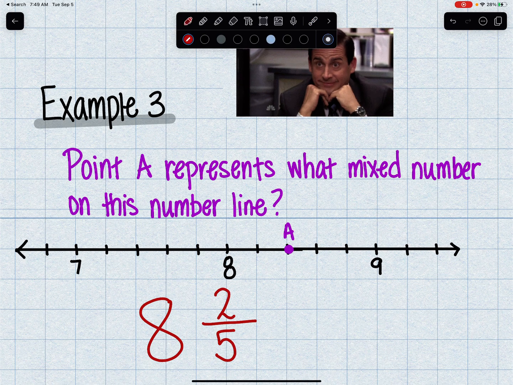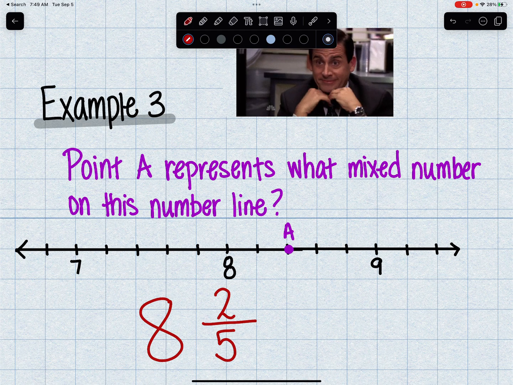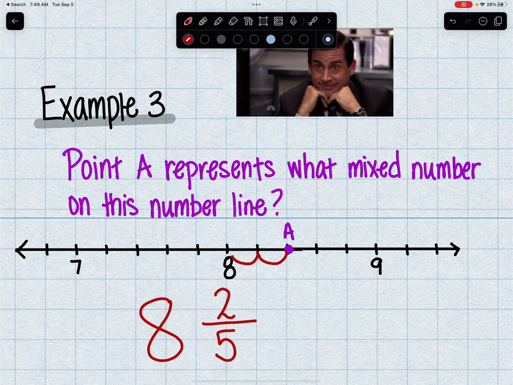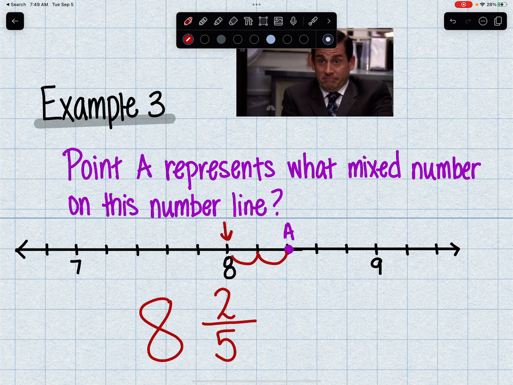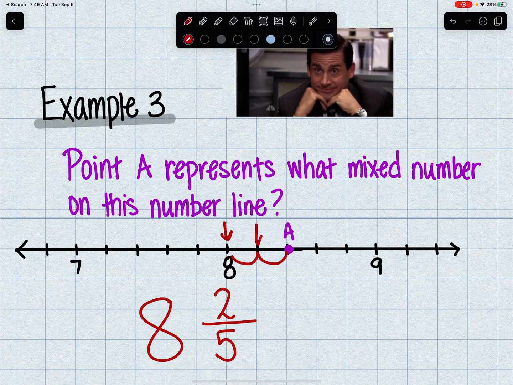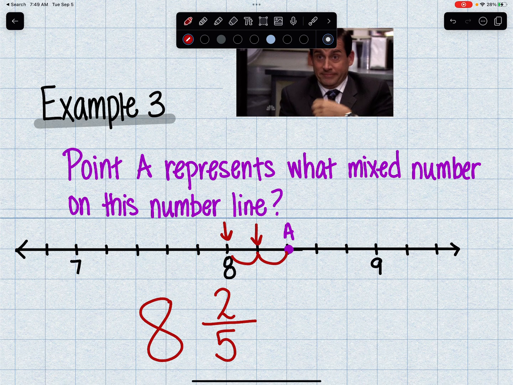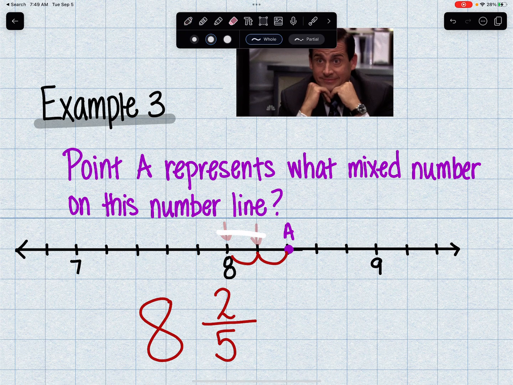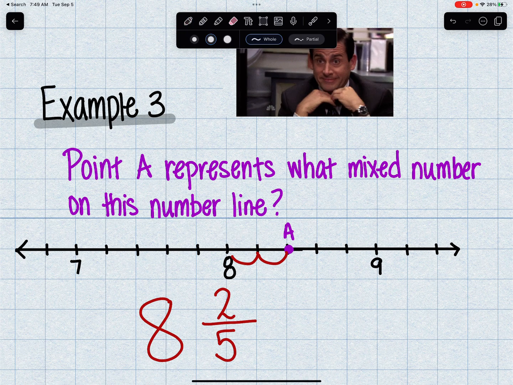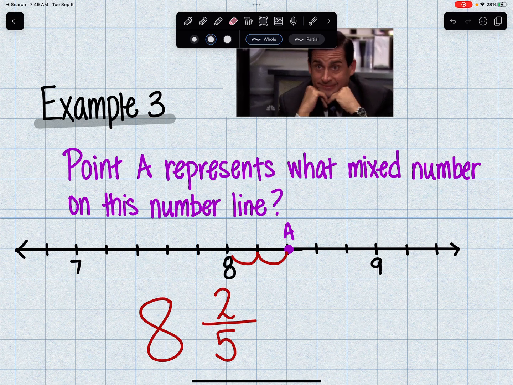Remember that you're going to want to look at the segments, not just these numbers. If you start with that point, you'll get it wrong. So don't do the points. Just focus on the segments, and you'll get it right. So 8 and 2/5 is the correct answer.